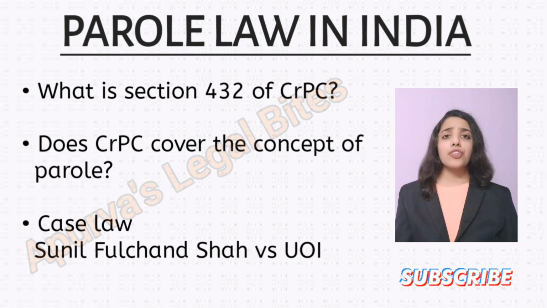Now, Section 432 of CrPC. It talks about suspension and remission of sentences. According to this section, the appropriate government may suspend the execution of a sentence or may remit the sentence which has been imposed on the prisoner, subject to certain conditions or without any conditions. And here the appropriate government may be either the central or state government.